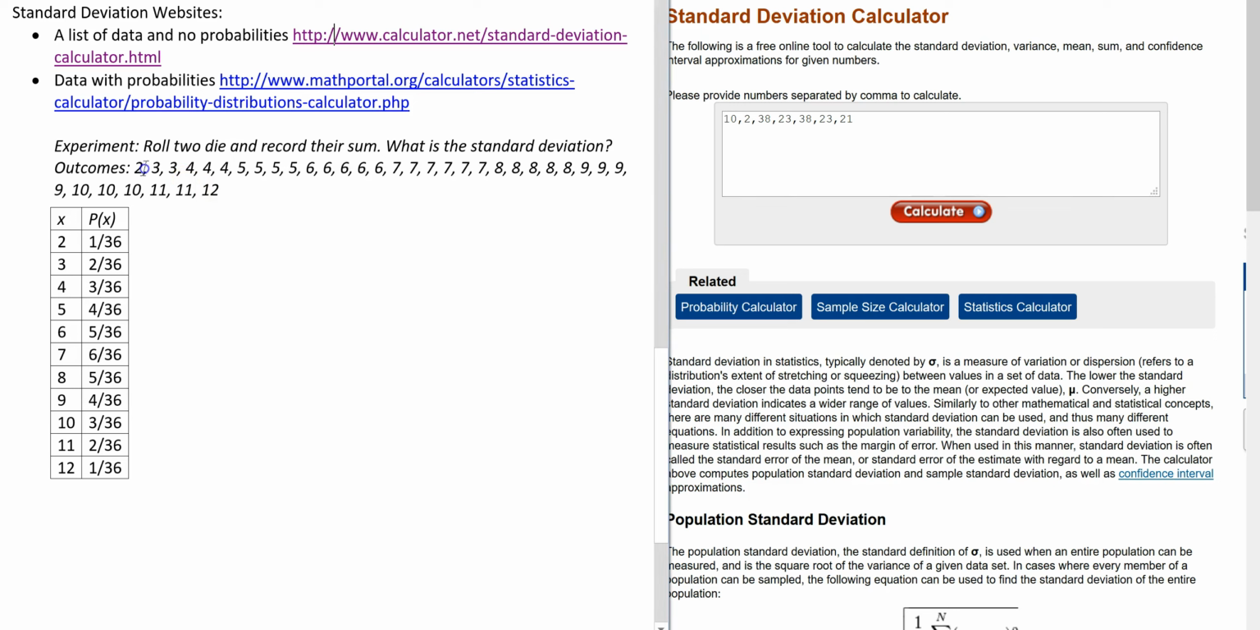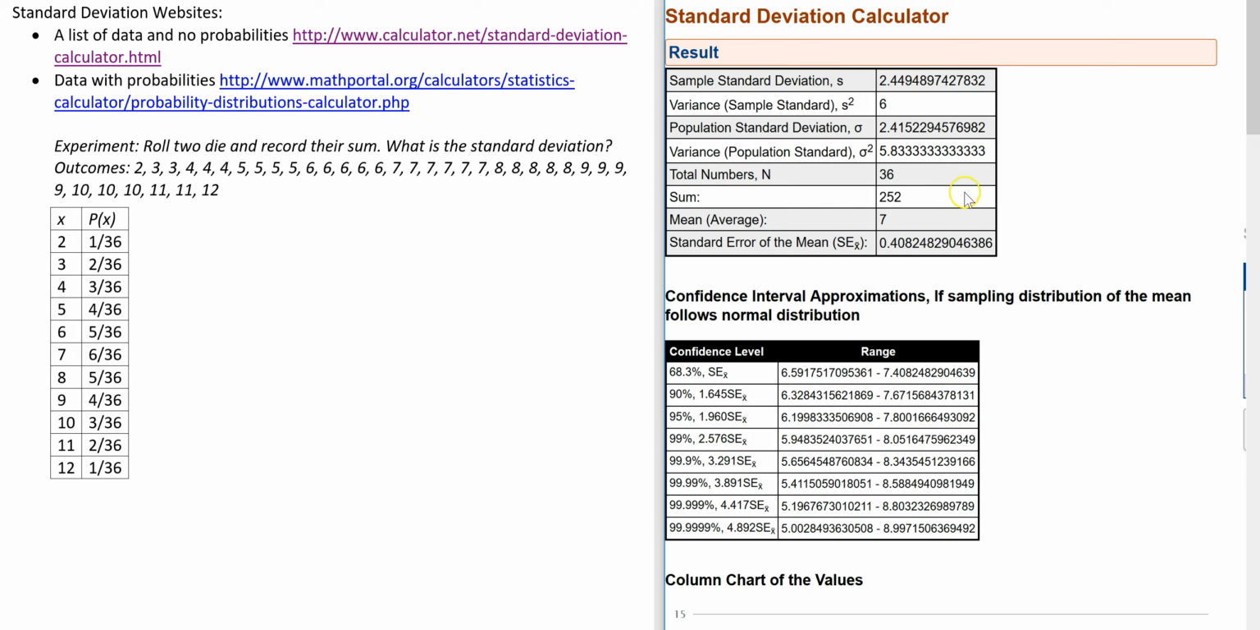I'm going to select this data and then paste it over in the website. And I'm going to ask it to calculate. Then a screen comes up and I have to know which one I am using. And in this particular problem, we are using a population. It's a population standard deviation. So the answer would be 2.4.